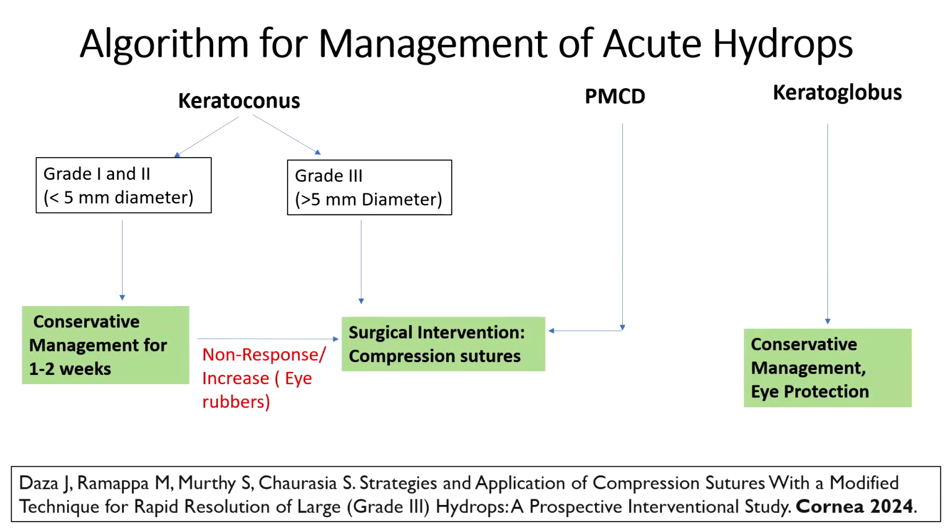Pellucid marginal corneal degeneration, because it occurs because of a concentric split in the periphery, is best managed, because of the peripheral location, with compression sutures, with a very predictable refractive outcome as well. Keratoglobus generally should be managed only conservatively with no intervention, because it is a difficult task to suture these kinds of corneas.